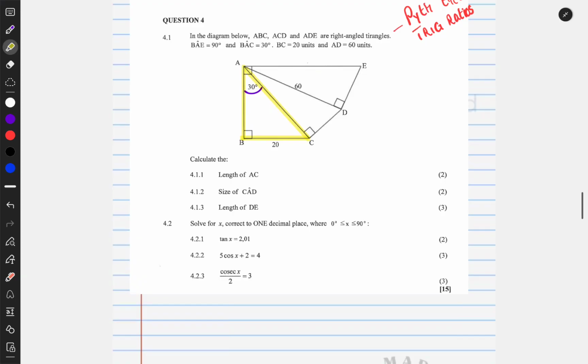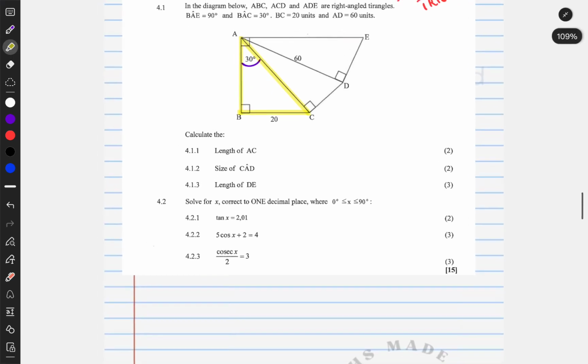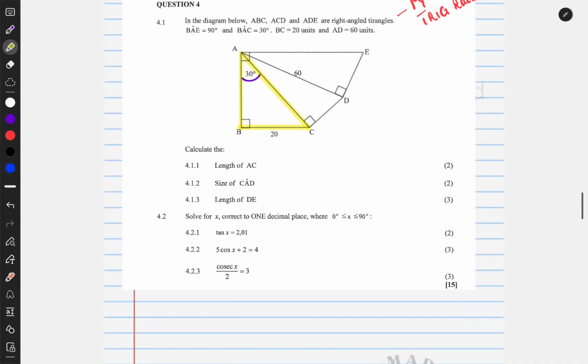So we have the angle of 30 degrees and the side BC, which is opposite to the angle of 30 degrees, and AC is the hypotenuse side. So we have the opposite and the hypotenuse side, which means we can relate the two using the sine trig ratio.